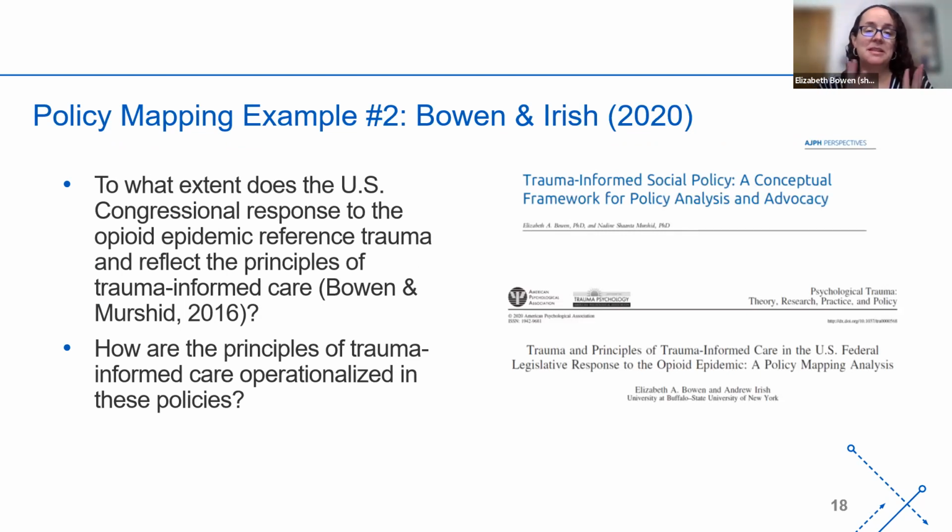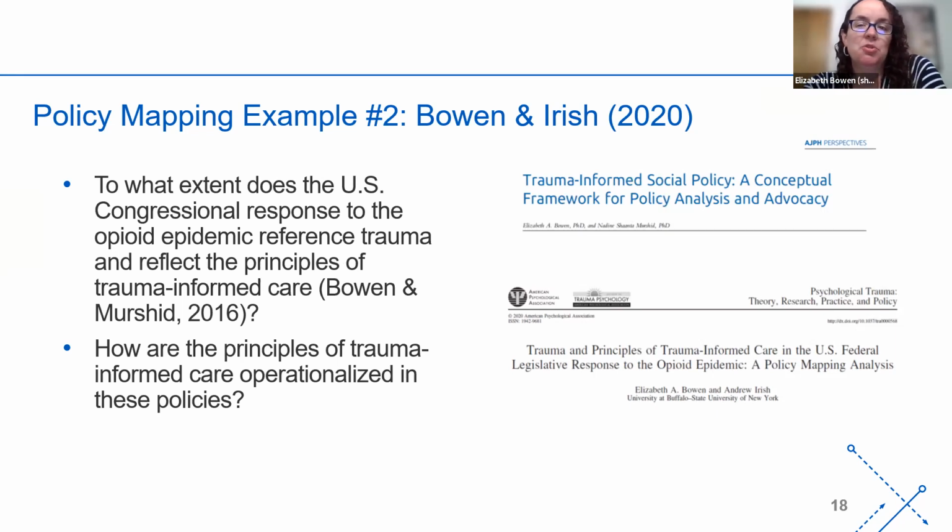This was based on the same data set, but we published a different paper on it, just because there was too much in these findings to put it all in one paper. The paper I'm referring to here is Bowen and Irish 2020, in the journal Psychological Trauma: Theory, Research, Practice, and Policy. The title was Trauma and Principles of Trauma-Informed Care in the US Federal Legislative Response to the Opioid Epidemic: A Policy Mapping Analysis.